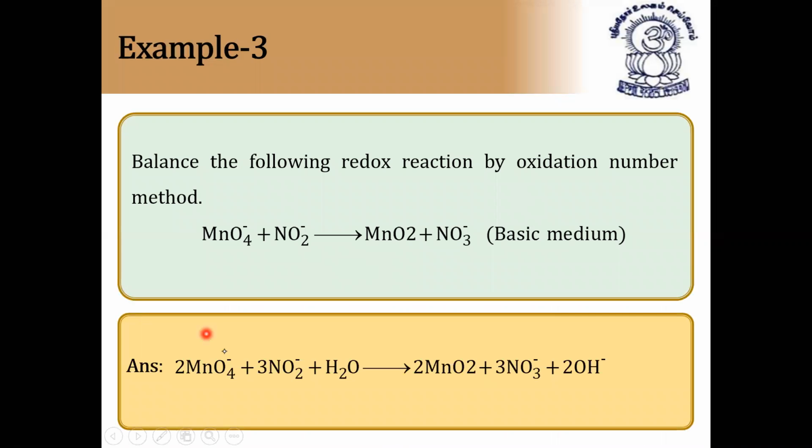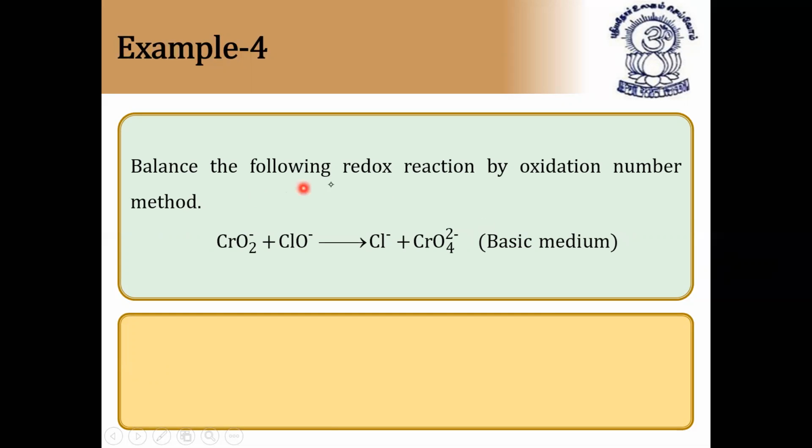So 2MnO4 minus, 3NO2 minus, plus H2O on the left hand side and OH minus on the right hand side, since we got the same thing. So 2MnO2 plus 3NO3 minus plus 2OH minus. I hope it is clear. So this is the question now. Next question. Let us see.